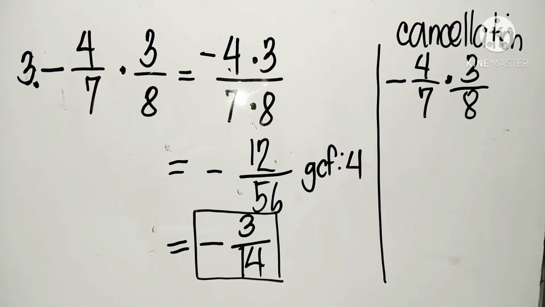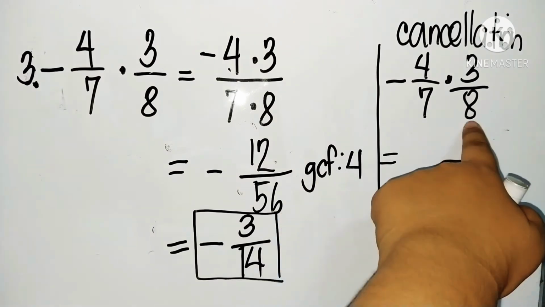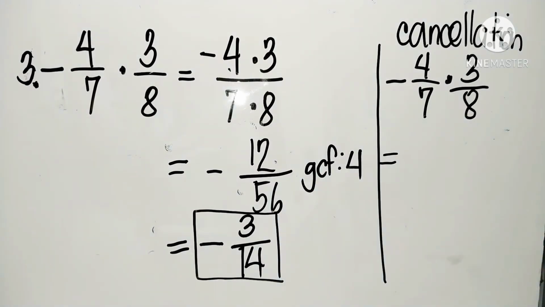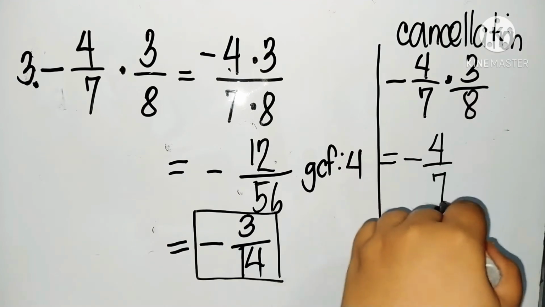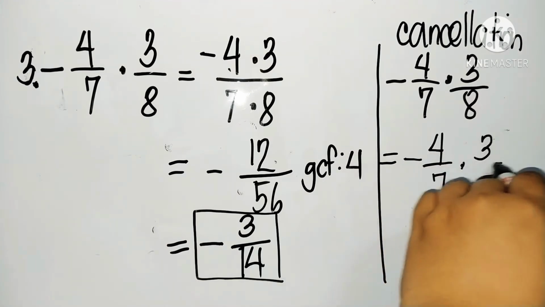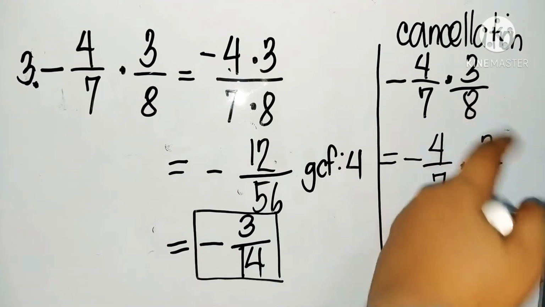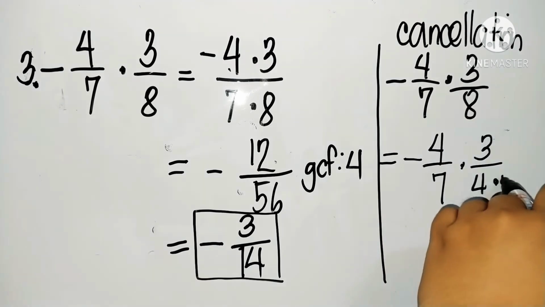So, it's only 4 and 8. Ang kailangan natin gawin ay, una, i-rewrite natin yung 8 as a factor na kailangan meron siyang factor na 4 para makancel natin silang dalawa. So, magiging 4 over 7 times 3 over, ang factors ng 8 ay 4 times 2.